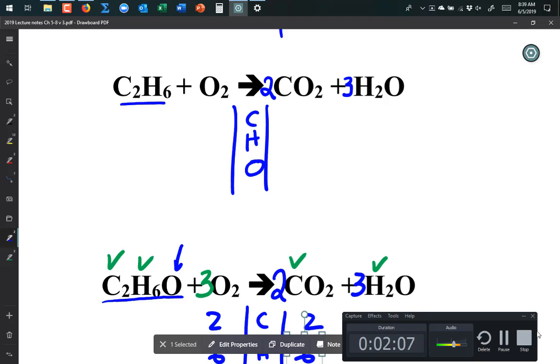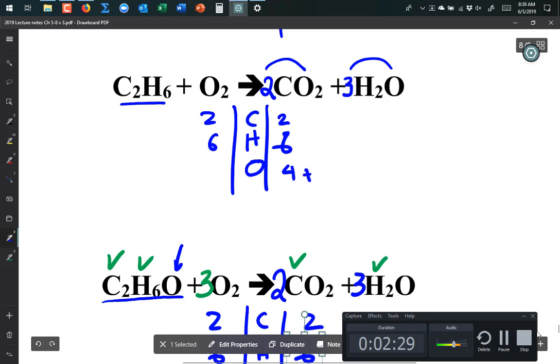So then I have two carbons, I have six hydrogens, I have two carbons, I have six hydrogens. And now I have to do the oxygens on the right-hand side. I have how many? All right, so this first compound has how many? Four. The next compound has three, for seven.